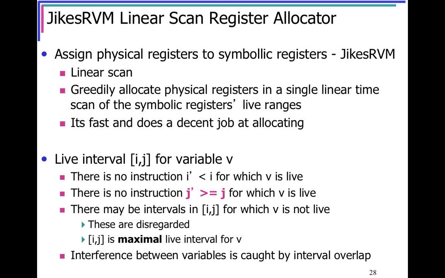And of course, there may be intervals [i, j] for which v is not live, and we can disregard these. We're looking for the maximal live interval. It may not be perfect, but it's going to be close, and it's going to be fast to discover. Any intervals that overlap are interference between those names. That is, those registers have to be in separate registers at that moment in time.